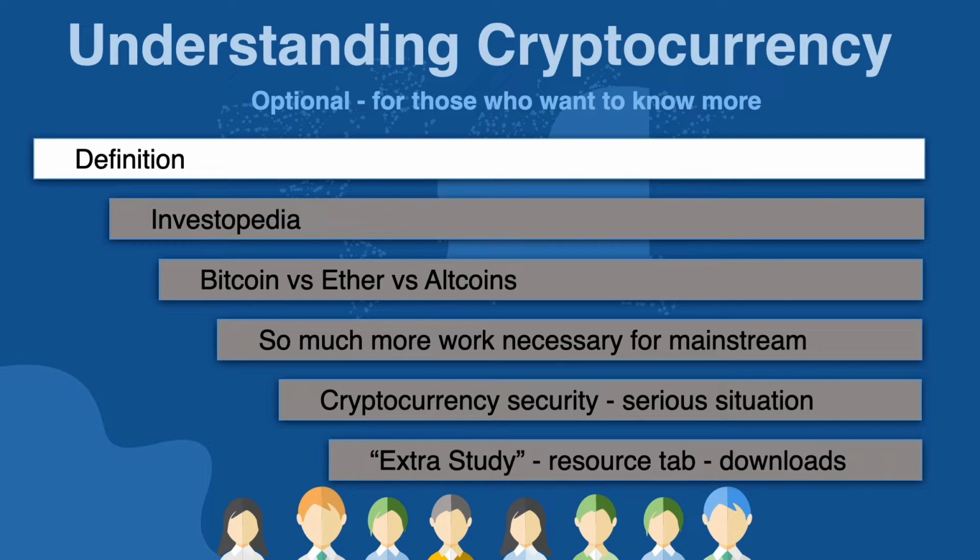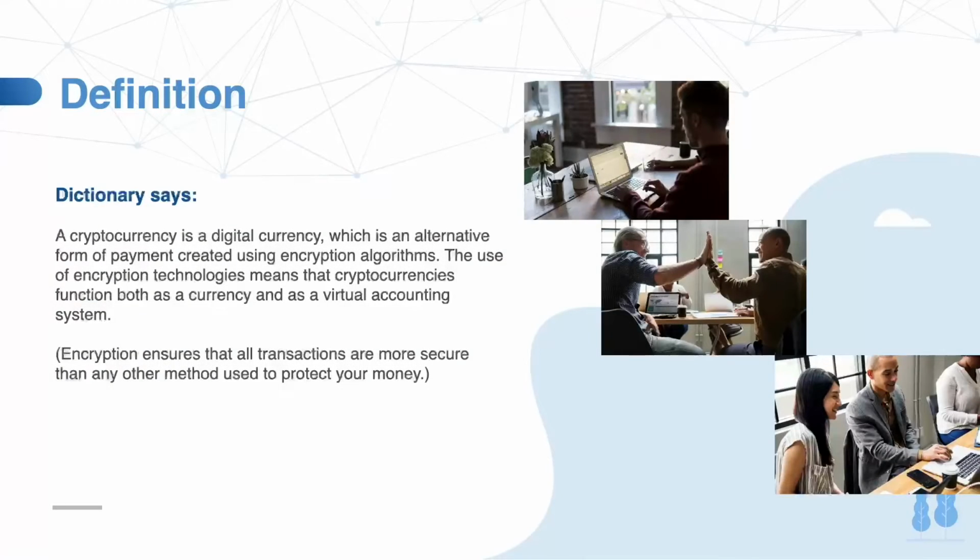Okay, now we're going to do a short little mini tutorial with some of the most foundational elements of cryptocurrency. So we'll start with this definition, which is simply: it's a digital currency and an alternative form of payment. The whole idea is that you will buy and sell things using cryptocurrency.